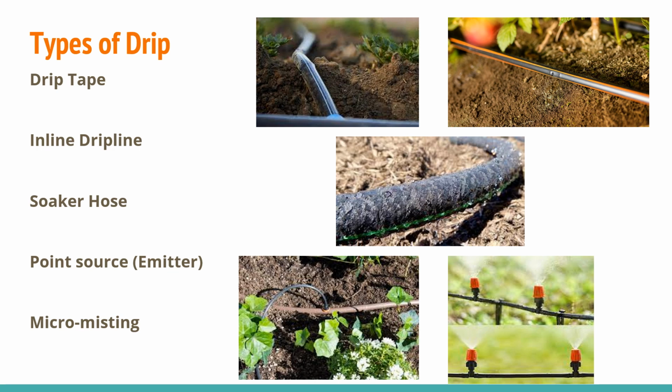Finally are micro misters and bubblers, and these are small sprinklers and bubblers that can output more water than other types of micro irrigation. They're still direct and accurate, but cover more surface area per emitter.